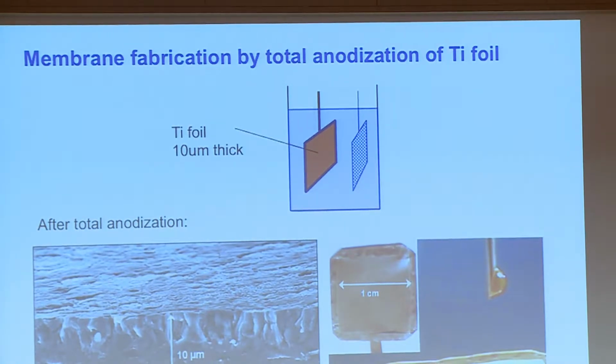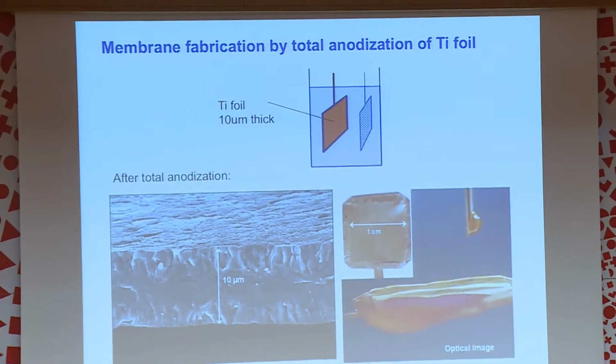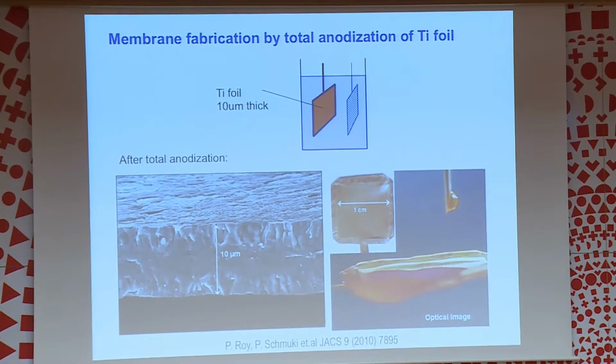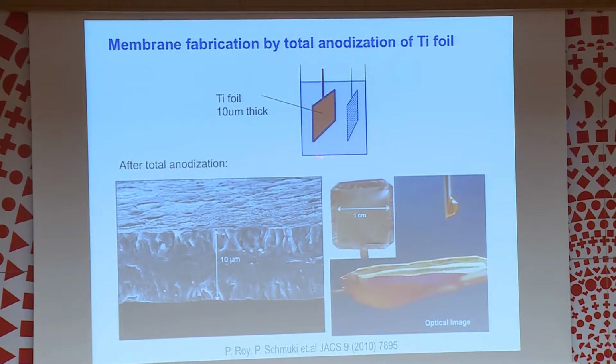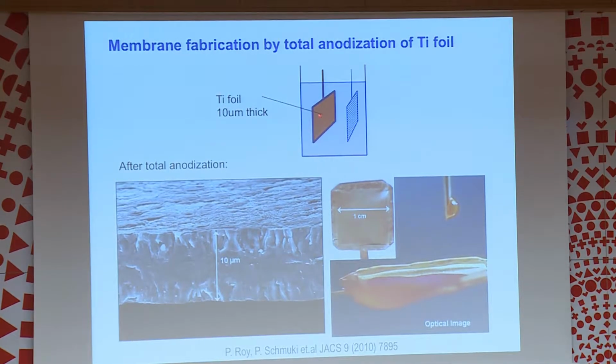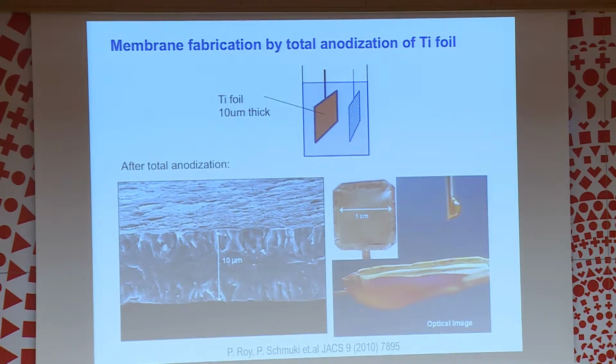This is a membrane that we made not by self-organized nanotube formation, but by this hot glycerol process, by anodizing this titanium foil completely. So this is 10 micron thick titanium foil anodized completely. It looks very compact from the side, but if you put a droplet of dyed water on it, you can see that it's permeable to liquids.